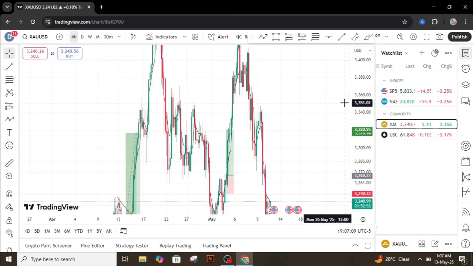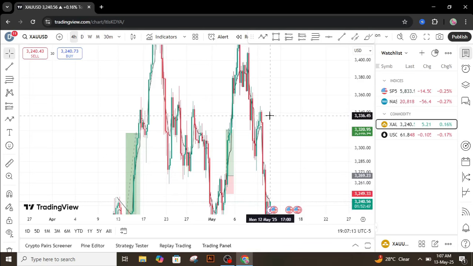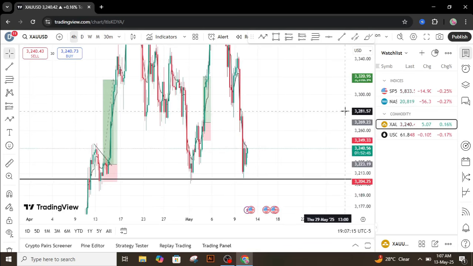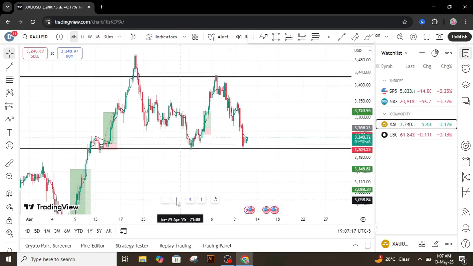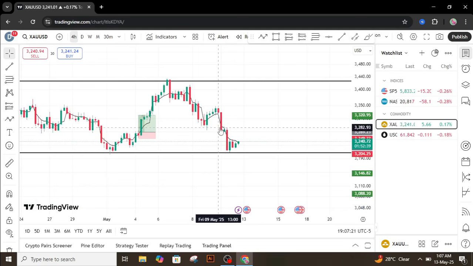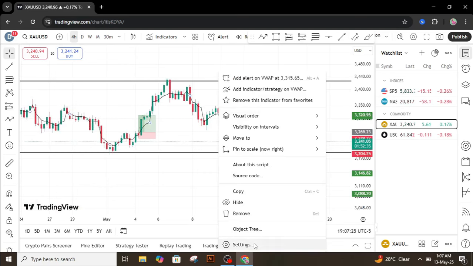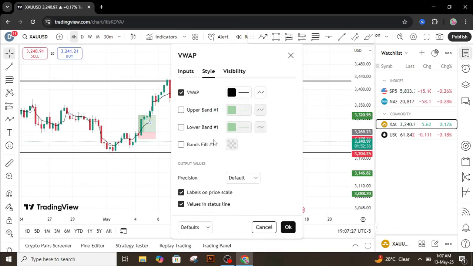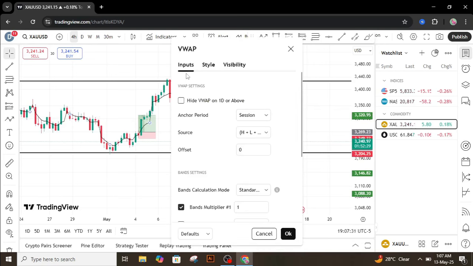So for higher time frame, for swing traders, what you want to do is change the setting of this VWAP from that session. I'm a swing trader, so I use it for swing, not for day trading or scalping. So we have to come back and change that setting. Come back to settings, and then come back to input, and then this session you want to change it to week.